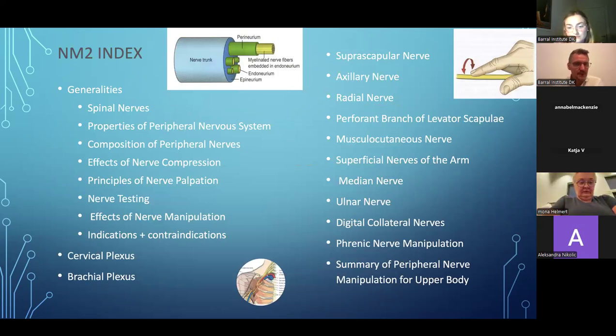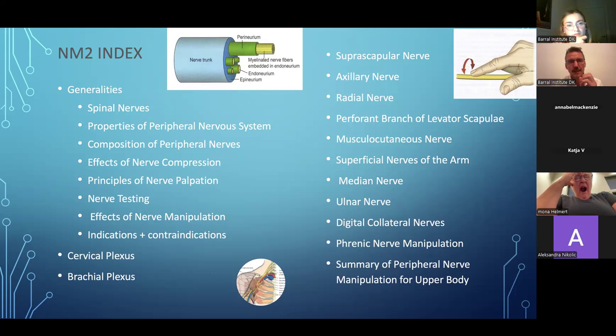We talk about details of the peripheral nerve to understand how we are able to be in touch with the peripheral nerve. So for NM2, coming out of the area of the brachial plexus, how can we then be in touch with the nerve itself? What kind of pressure do we need to be in touch with the nerve, without compressing it, because the nerve does not like compression.